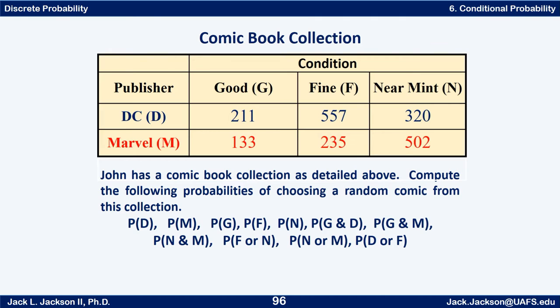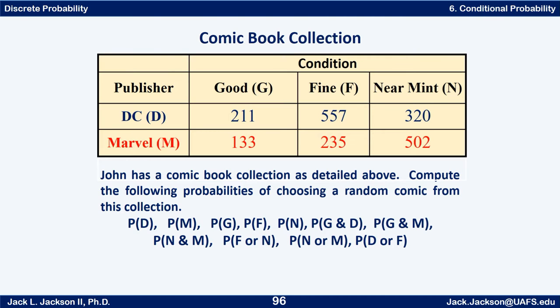So let's start by doing some probabilities, not necessarily conditional probabilities just yet, but let's review some of the kinds of probabilities that we have done in the past with a table like this. What I'd like you to do now is to figure out these probabilities: probability of D, probability of Marvel, M, probability it's in good, G, probability of F, and so forth, as you see the ones that I have here.